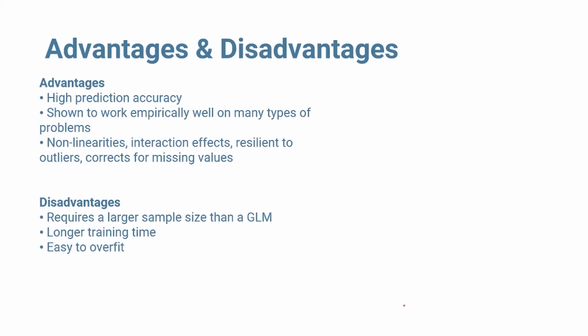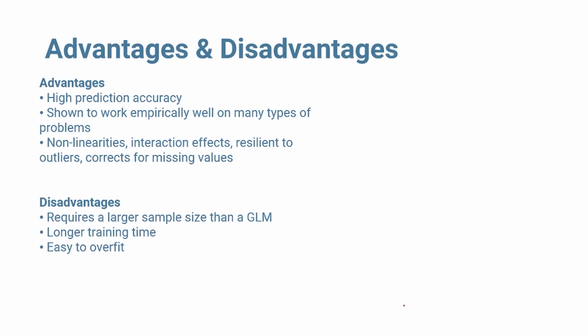The advantages are that they have high prediction accuracy, higher than any other model examined. GBMs have been shown to work empirically well on many types of problems. In Kaggle, which is a competitive machine learning website, a GBM is almost always used in the winning solution. Actuaries use GBMs for a wide variety of problems. They detect nonlinearities, interactions, are resilient to outliers, correct for missing values, and so forth.